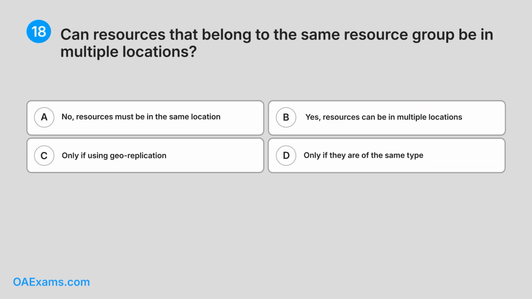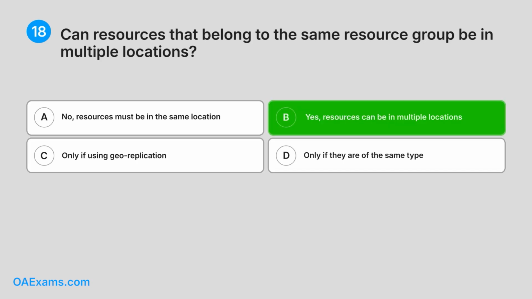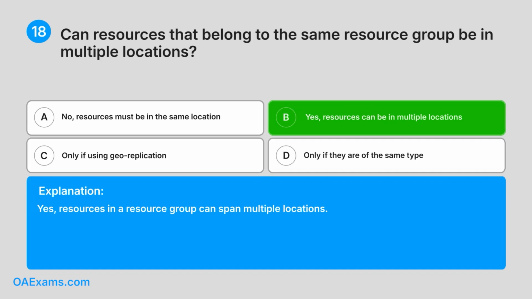18. Can resources that belong to the same resource group be in multiple locations? A. No. Resources must be in the same location. B. Resources can be in multiple locations. C. Only if using geo-replication. D. Only if they are of the same type. What do you think is the answer? Correct answer: B. Explanation: Yes, resources in a resource group can span multiple locations.